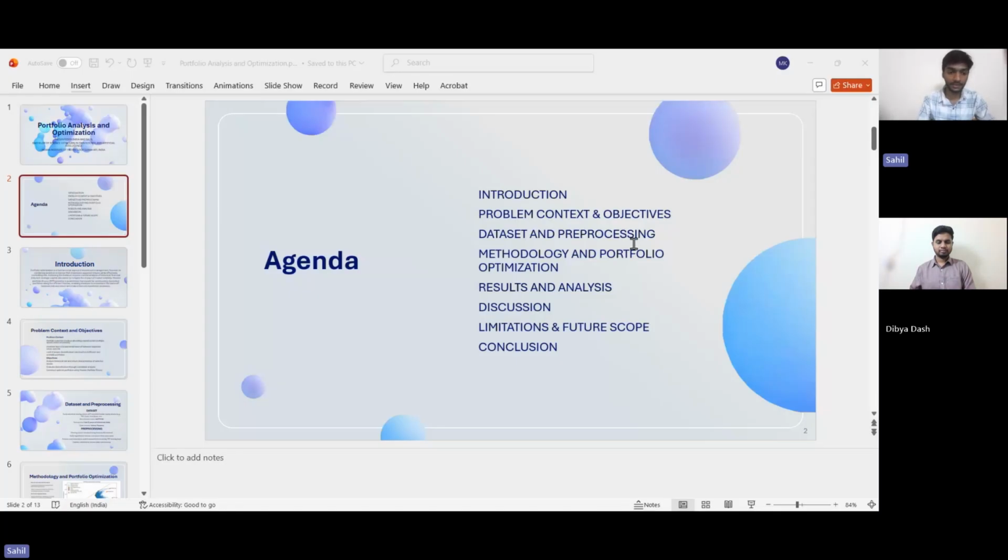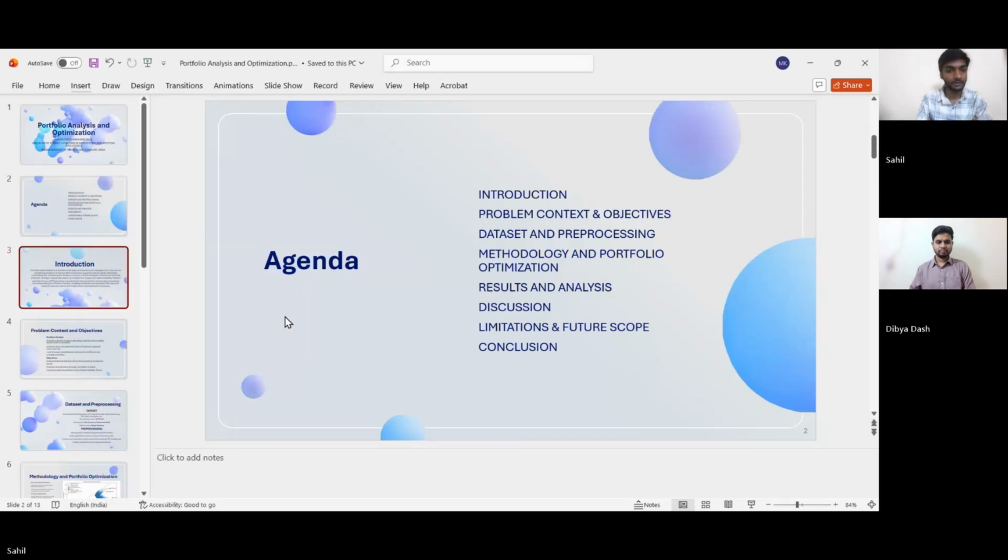This will be followed by results and analysis, where we present the outcomes of our project. We will also include a discussion to highlight key insights and observations. And we'll then see the limitations and future scope of the project. And finally, conclude with the conclusion.